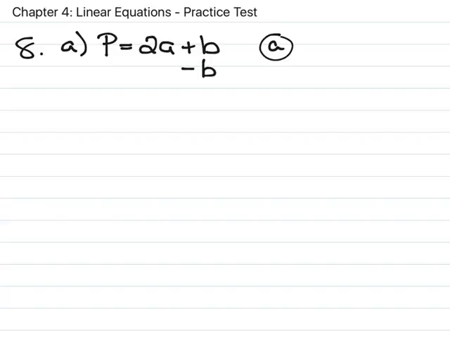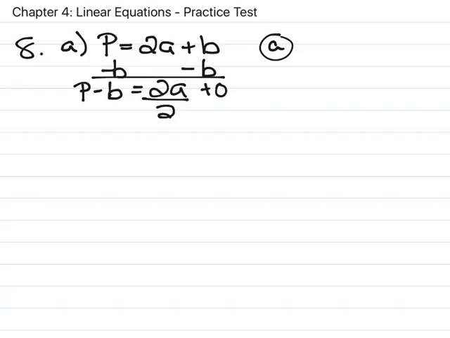So I'm going to subtract b from both sides, which gives p minus b is equal to 2a, since the b's go away. And we have to divide by 2. So (p minus b) divided by 2 is equal to a.